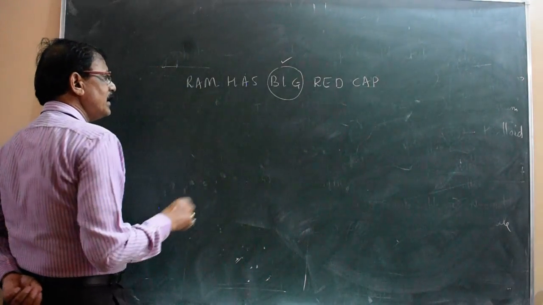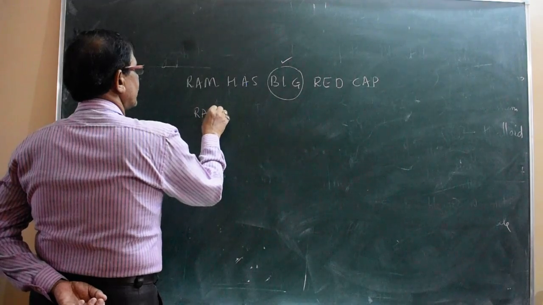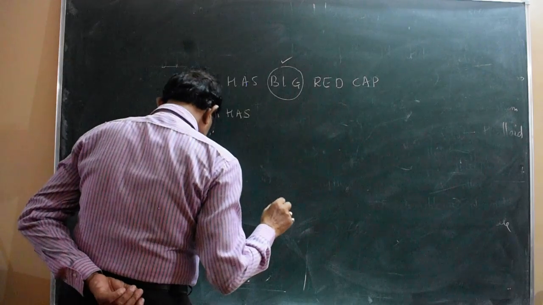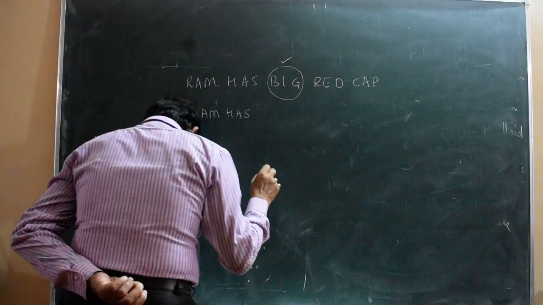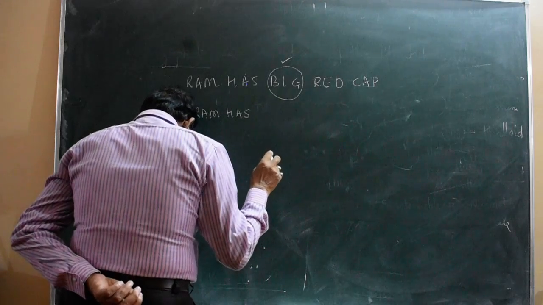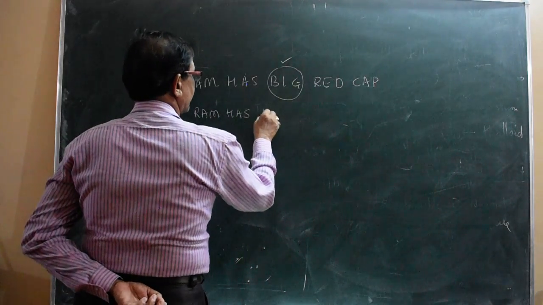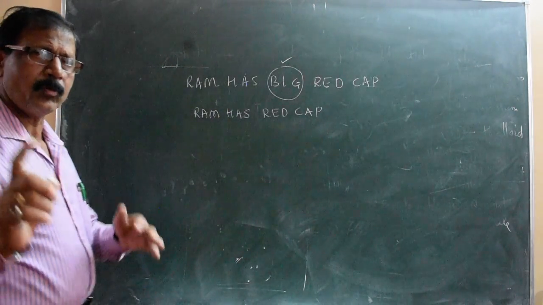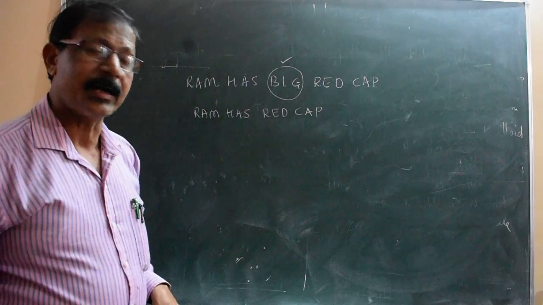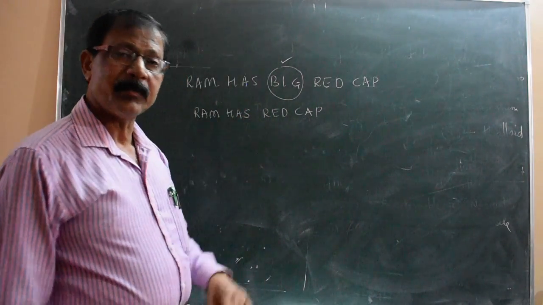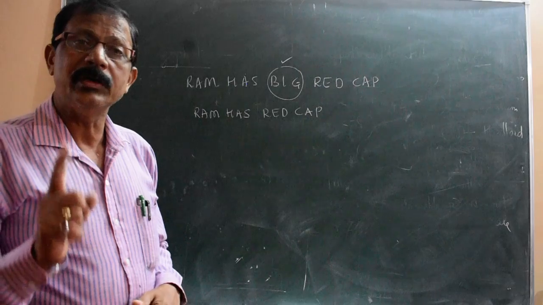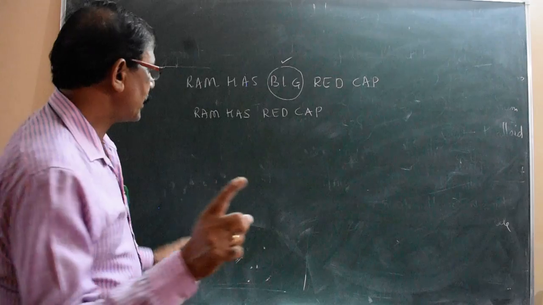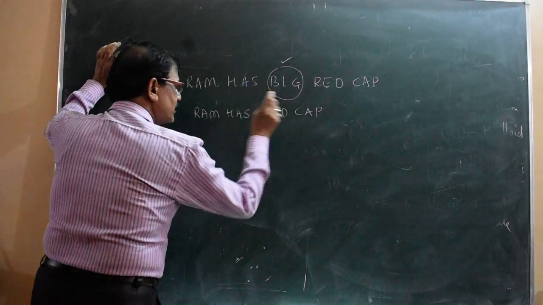See, I once again take another character here. RAM has a red cap. Same one I will take. So RAM has a red cap. Now in this example, what I do is I want to delete the alphabets one by one. So what I do is, see, RAM has a red cap, see how I write this.